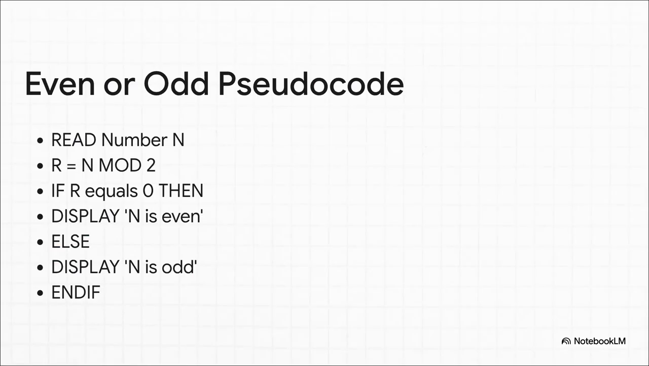So let's bring this back to our even or odd example. The pseudocode starts using keywords like if, then, and else to build that clear decision-making structure. And see how our plain English step, find the remainder, becomes the much more direct R equals N mod 2? That's that modulo operation we talked about, now in a structured format. It's basically a code-like instruction, but it's still super readable.